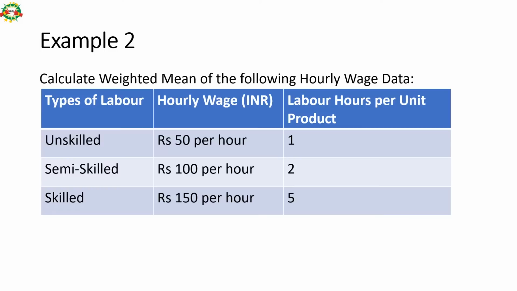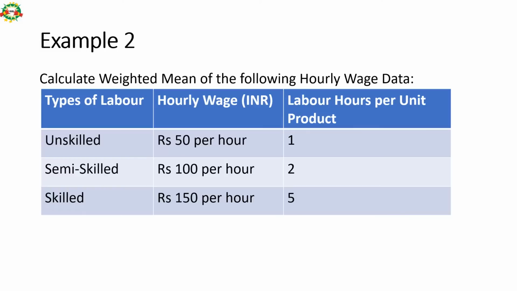So this is an example. For example, we have hourly wage data of labor under three categories: unskilled labor, semi-skilled labor, and skilled labor. For unskilled, hourly wage is 50 rupees per hour. For semi-skilled, say hourly wage is 100 rupees per hour, and skilled, say it is 150 rupees per hour.